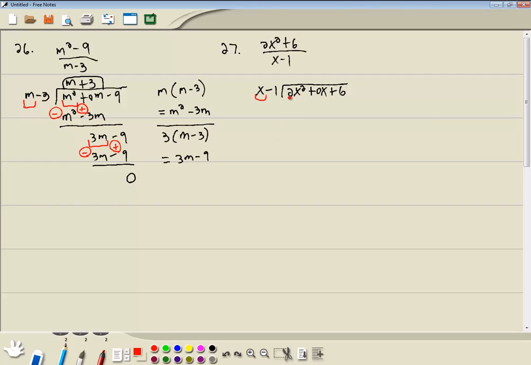Now I'm going to take a look at the first term of each, decide what to put up on top. You ask yourself what times x gives you 2x squared, and that'd be 2x. Now whatever you put up on top, you're going to multiply by what's out in front. So we'll take 2x times x minus 1, which gives us 2x squared minus 2x.